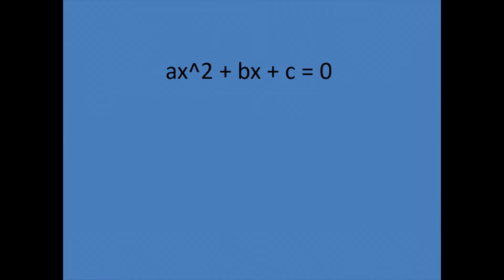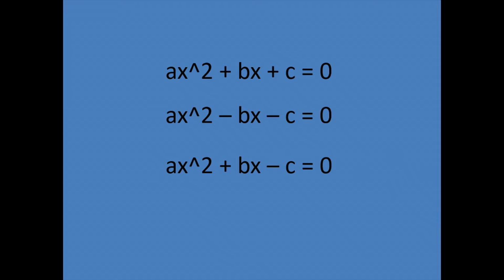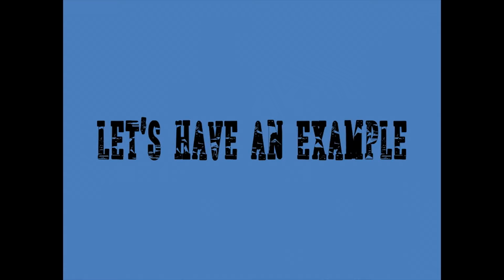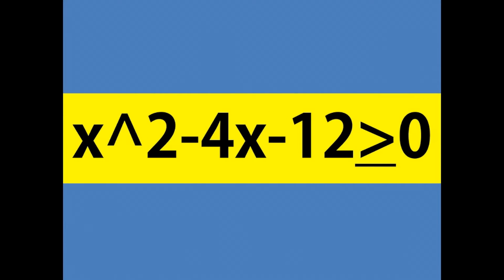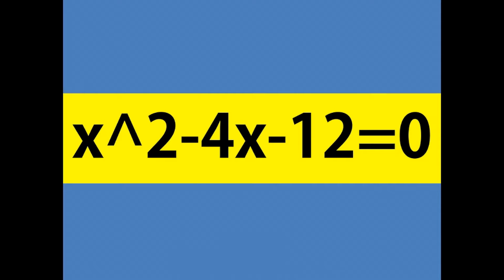So it can come in forms like ax squared plus bx plus c equals 0, ax squared minus bx minus c equals 0, ax squared plus bx minus c equals 0, or ax squared minus bx plus c equals 0. Let's have an example. Now, to make it simple for you guys, let's turn this sign right here into an equal sign. There we go. It's still pretty much the same, no worries.